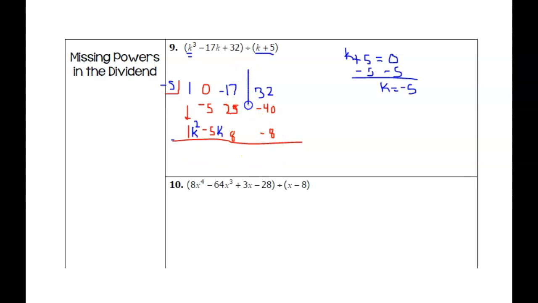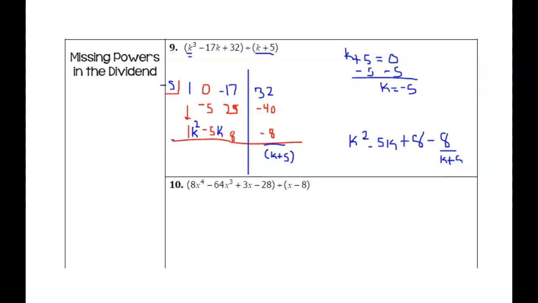We do look at our remainder column. The last column is a remainder column, and we do have a remainder. The remainder is -8, and I put that over k plus 5. I put it over my linear factor. So guys, my solution here, when I divided it, I ended up with k squared minus 5k plus 8 minus 8 over k plus 5.